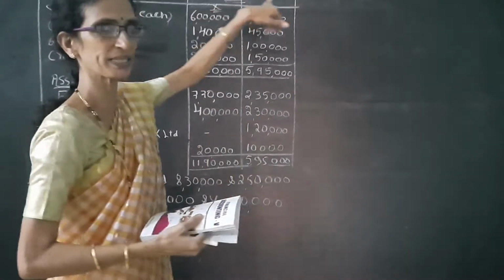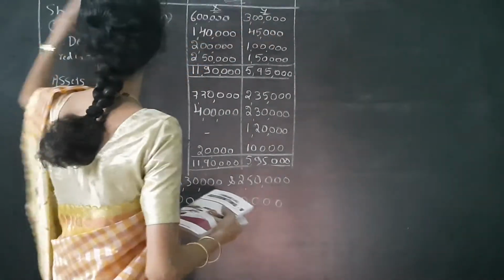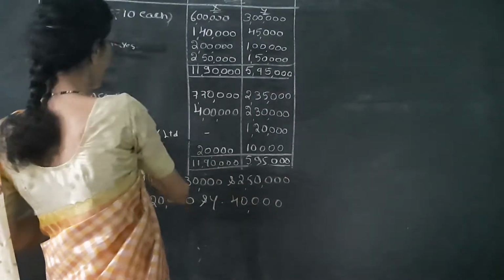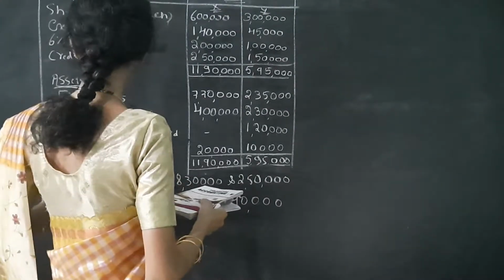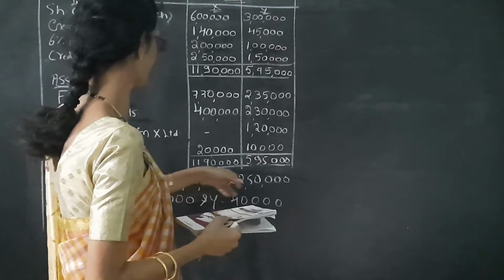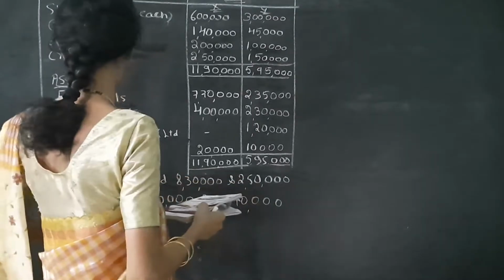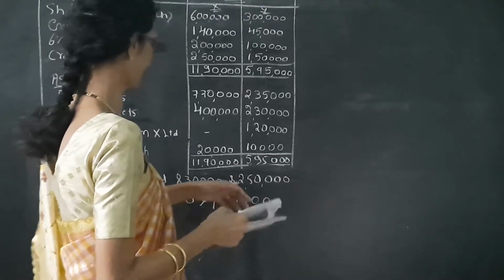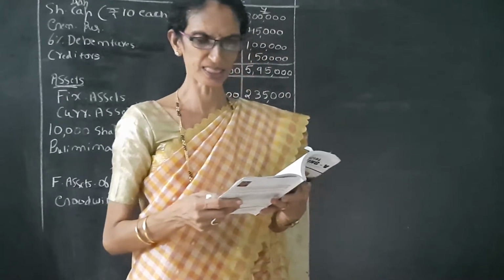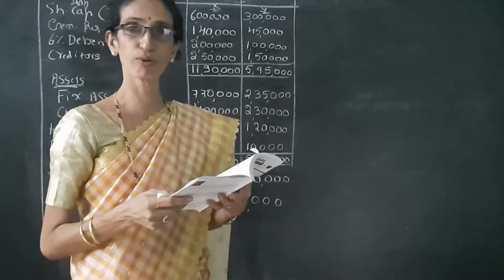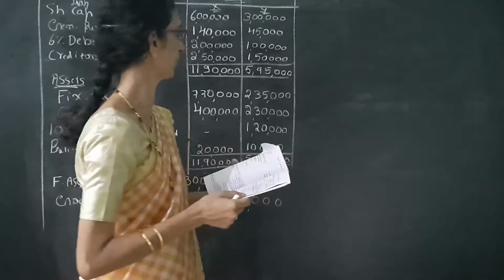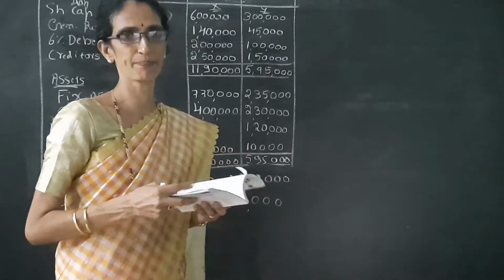So here two companies are given, X and Y. This is the liabilities and this is the asset. And it is given fixed asset of X and Y limited 8,30,000 and 2,50,000. Goodwill X 1,20,000 and Y 40,000. Compute the intrinsic value of shares of both the companies. So we have to find out the intrinsic value of shares of both the companies.